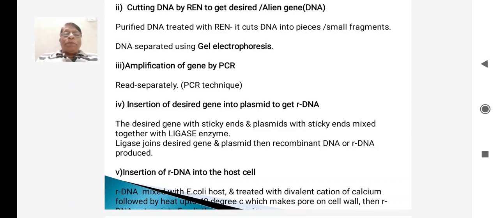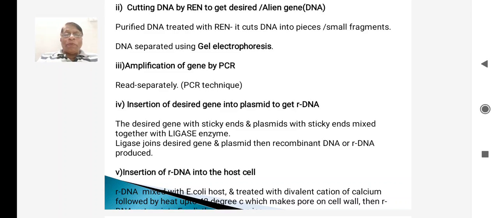Amplification of gene by PCR. If the available gene or DNA is very little, a number of copies are made by PCR. That's all. Later you are going to study PCR. That's all the second step.